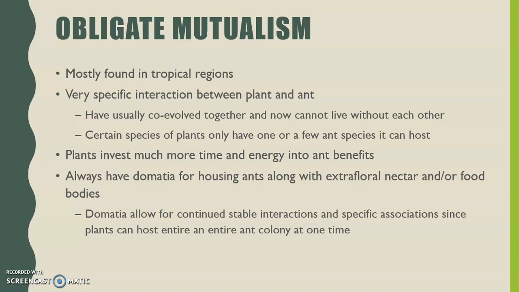The plants invest much more time and energy into their ants' benefits, and they usually have domatia for housing the ants along with extrafloral nectar or food bodies to feed them. And this domatia has allowed for continued stable interactions and associations since plants can host an entire ant colony at once.